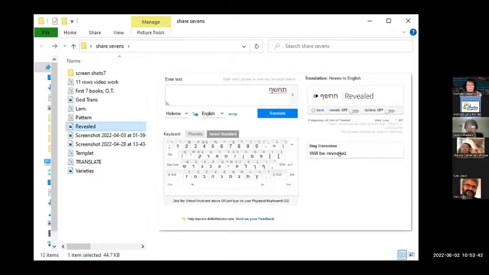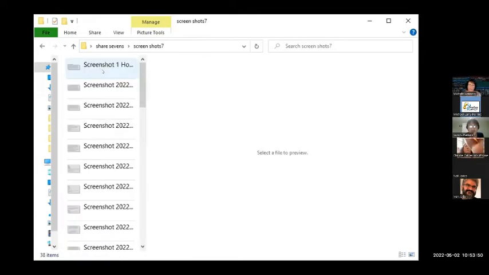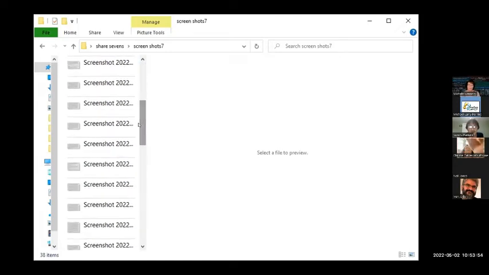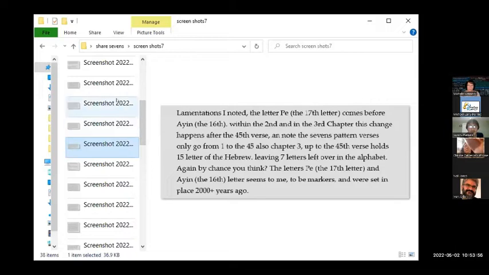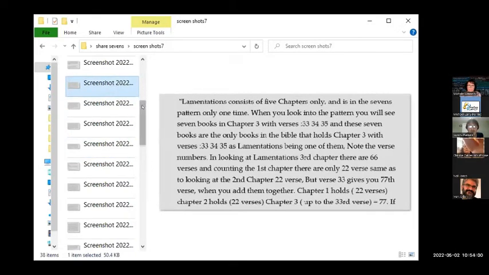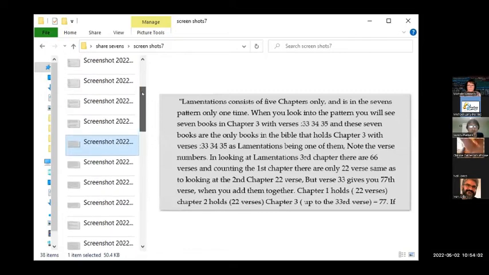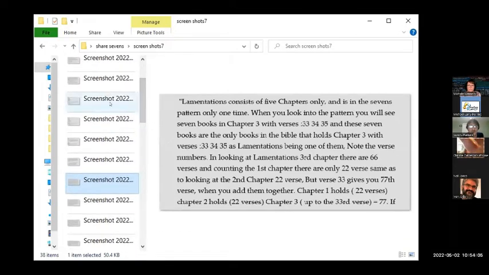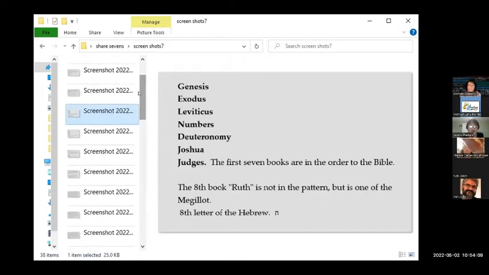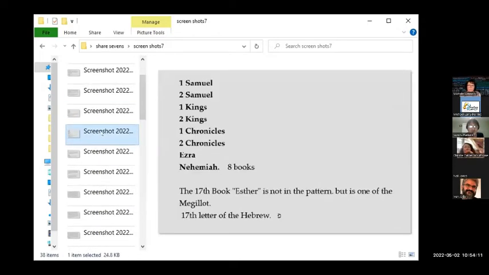But I don't understand how you got those letters. Oh, you don't? Are you familiar with the 5 scrolls at all? Not really. Yeah, there's 5 scrolls in Jewish tradition. And the Song of Songs is read on Passover in synagogue.